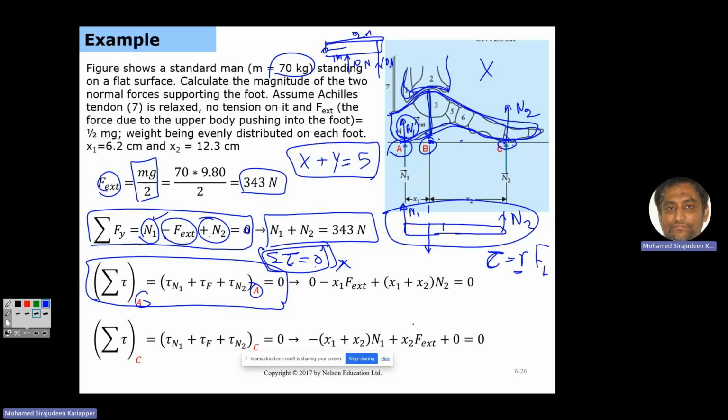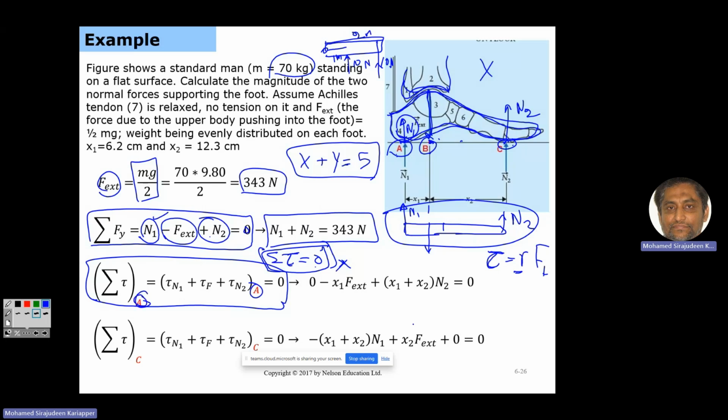So that's why if I choose the point A, N1 will not appear in the equation. N2 will appear in the equation. So only one unknown I can find. I can solve that equation and find the N2. So let me continue now.